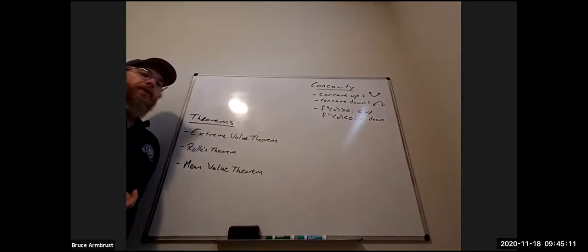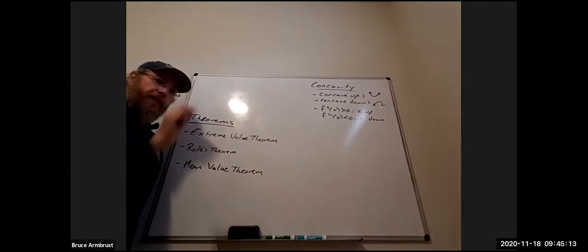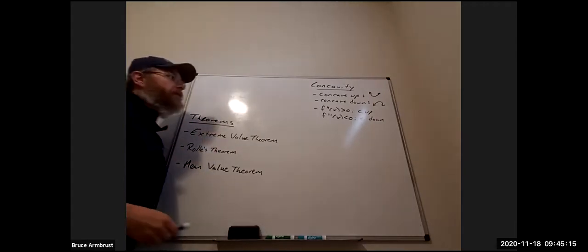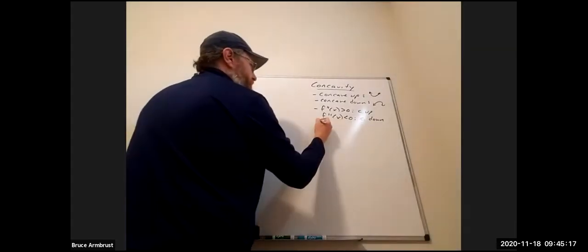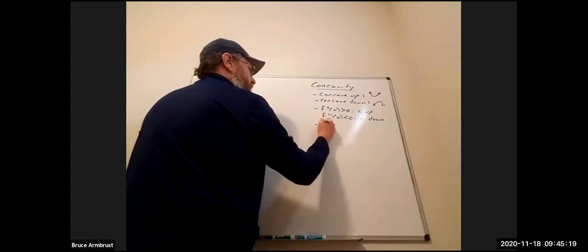So this is where the second derivative comes into play. It gives us an idea of the curvature of this. Where it changes are what we call inflection points.